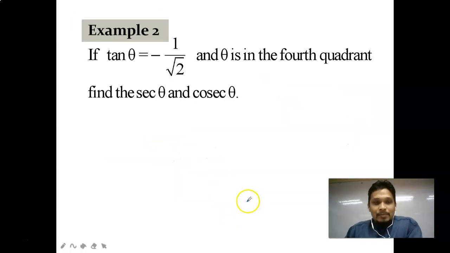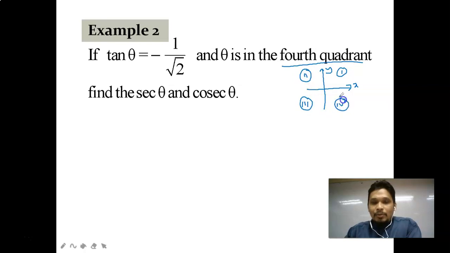Okay, now, if tangent theta equals negative 1 over square root of 2 and theta is in the fourth quadrant. For the fourth quadrant, we can just imagine that this is an X and also Y axis. This is the first quadrant, second quadrant, third quadrant, and fourth quadrant. So the fourth quadrant means this area. Find the cosecant theta and secant theta.